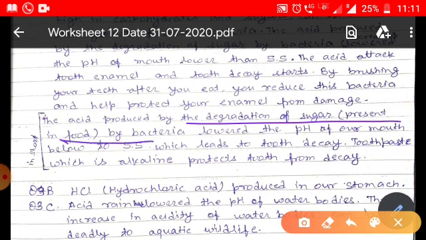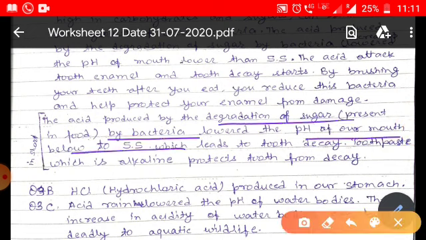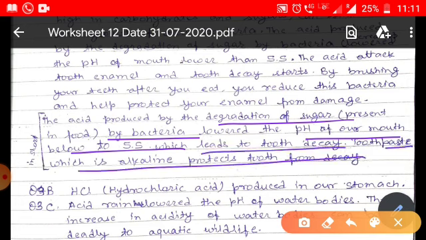In short, the acid produced by the degradation of the sugars present in the food by bacteria lowers the pH of our mouth below 5.5, and this leads to tooth decay, and toothpaste, which is alkaline, protects the teeth from tooth decay.